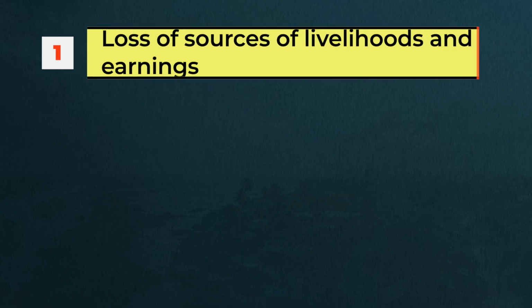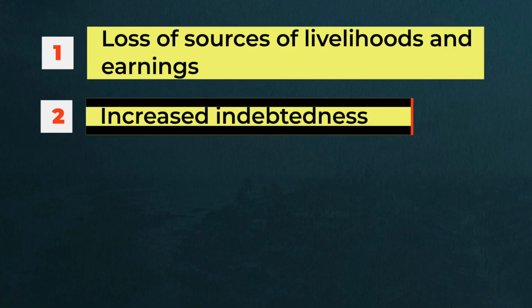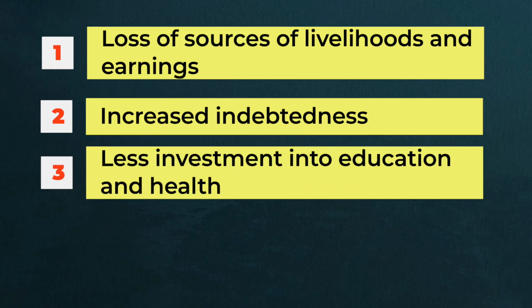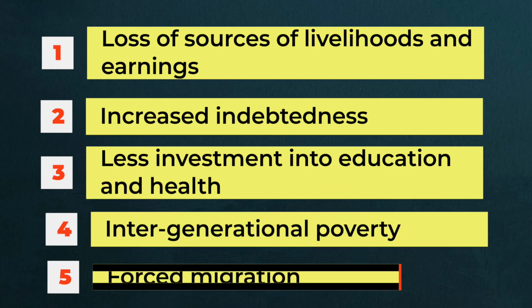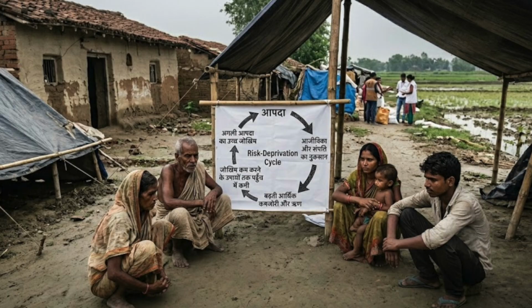Now, let me explain to you the consequences of economic vulnerability. Economic vulnerability is caused by, and results in, loss of sources of livelihood and earnings, increased indebtedness, less investment in education and health, intergenerational poverty, and forced migration. The recovery of the economically vulnerable population is slower after a disaster, and thus the population becomes caught in the risk deprivation cycle.